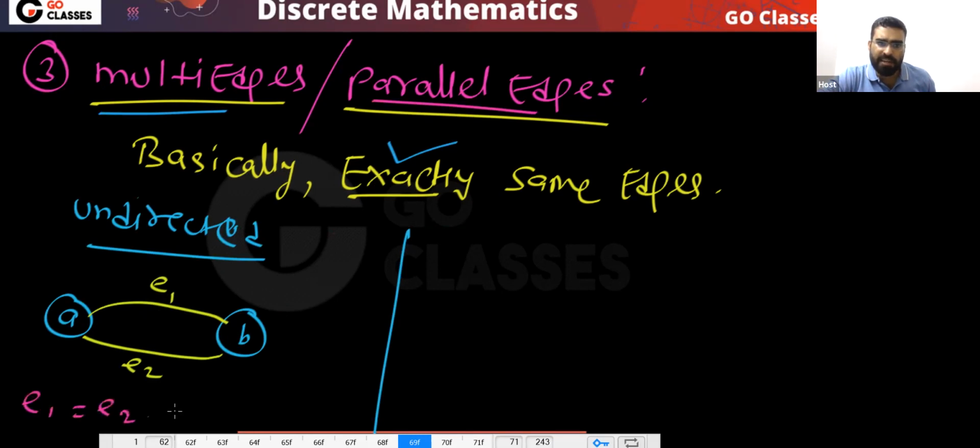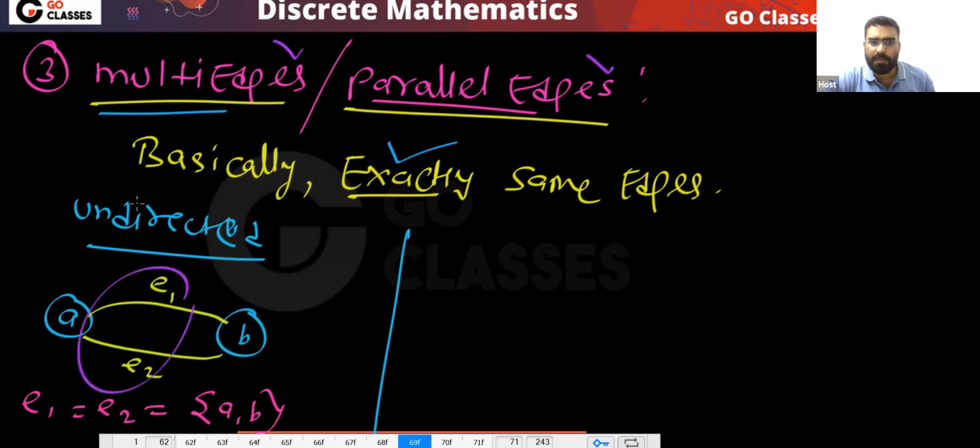Yes, E1 and E2 are exactly the same, and they are A comma B. E1 and E2 are exactly the same, correct? So I can say these are parallel edges. E1 and E2 are parallel edges. Okay, is this clear? E1, E2, these are called parallel edges.